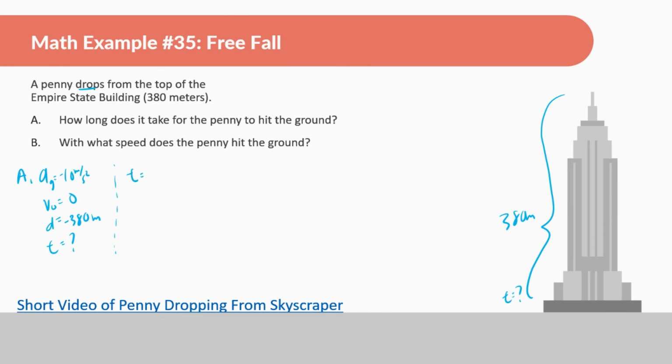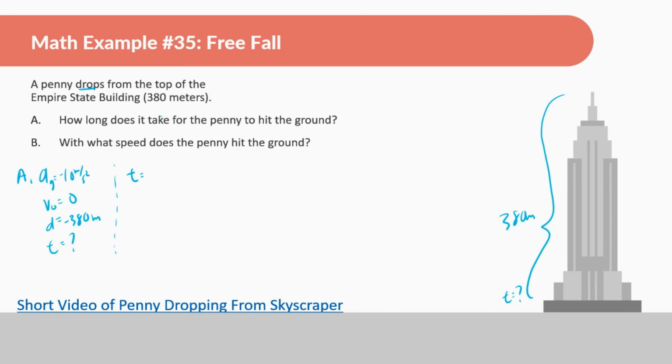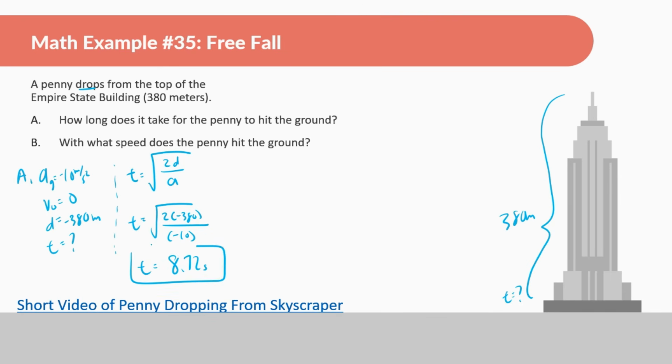Again, I'm not going to show how to manipulate the formula. If you want to look at that, go back to my last example. But we should know that the time is the square root of 2d divided by a. So time is equal to square root of 2d, distance being negative 380, and acceleration being negative 10. So let's put that in my calculator. So 2 times negative 380 divided by negative 10, square root, 8.72. So it's going to take a penny 8.72 seconds to hit the ground with no air resistance.